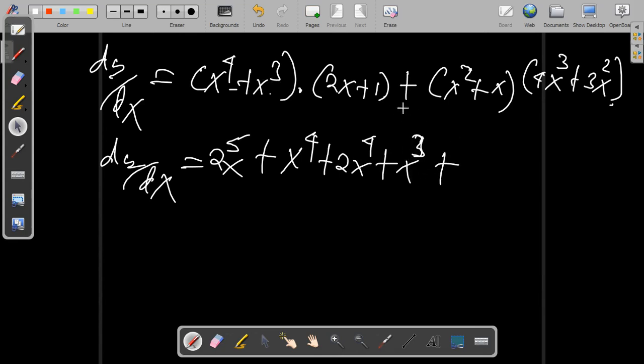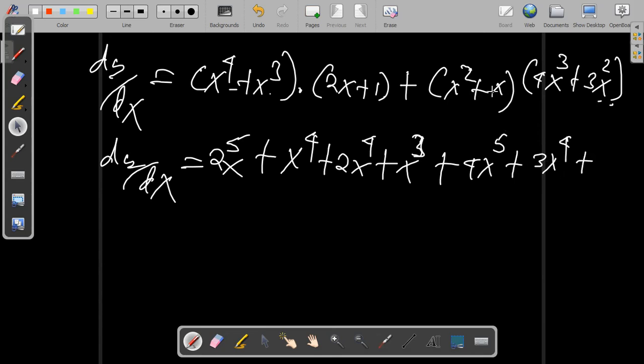Then plus, when you take out x squared plus 4x raised to power 4, we consider x cubic times 2x raised to power of 2, which will give you 2x raised to power of 5, as you observe. Then we take 4x raised to power of 3 times x squared. This will give you 4x raised to power of 5. Then plus 3x raised to power of 4.